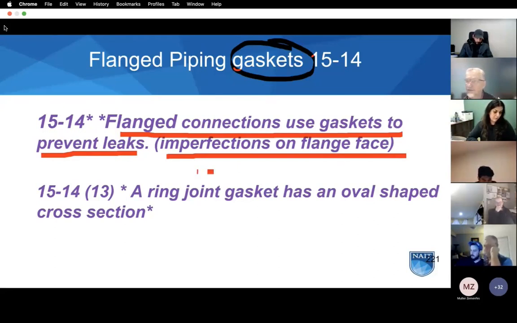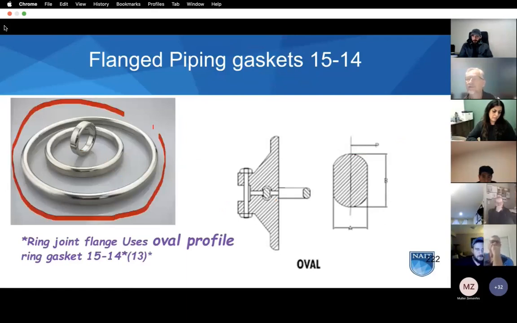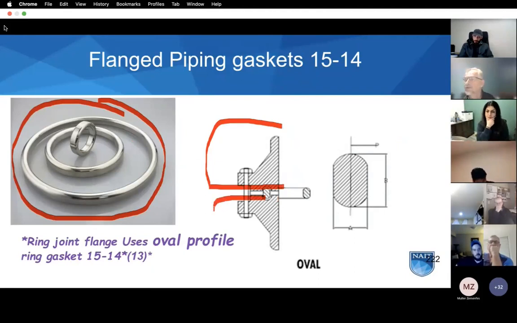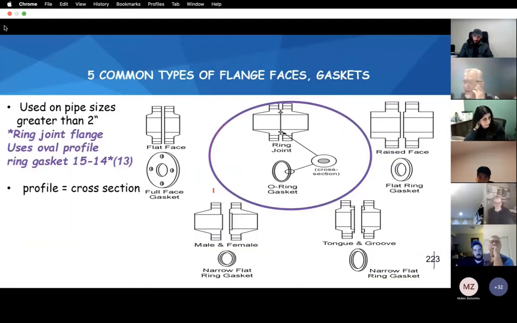We'll look at a ring joint gasket. Remember, the ring joint gasket has an oval shaped cross section, and here it is. So ring joints look like this. So this is the one side of a flange. This is the other side of the flange. These flanges are bolted together. And this is a high pressure installation. They use an oval cross section ring joint gasket. So here they are in different sizes.